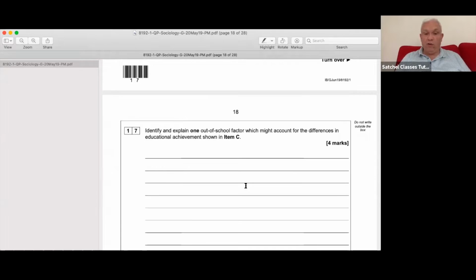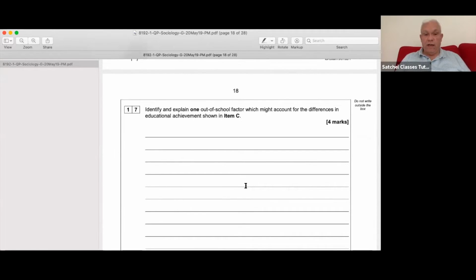Identify and explain one out of school factor. This is what I was going back to earlier about in school and out of school factors that might account for differences in education. So what the examiners here are looking for are things to do with the feminist movement. The fact that girls now do a lot better at school than they used to, and they do a lot better than boys. So the feminist movement has encouraged girls to study, do well, get careers and things like that. The labour market has changed. So there's more careers for girls these days.